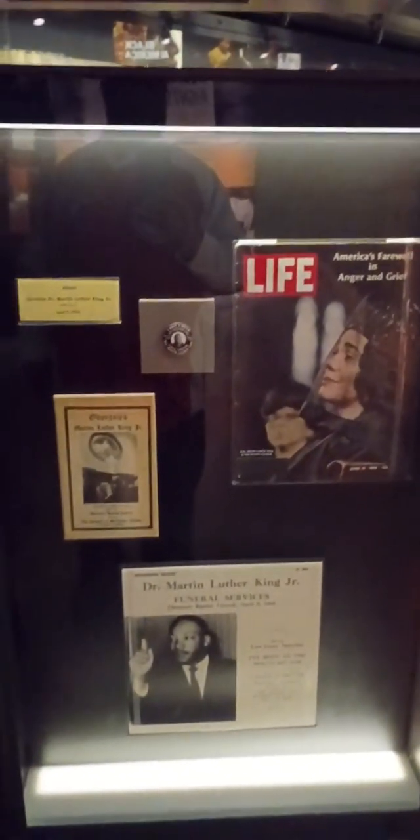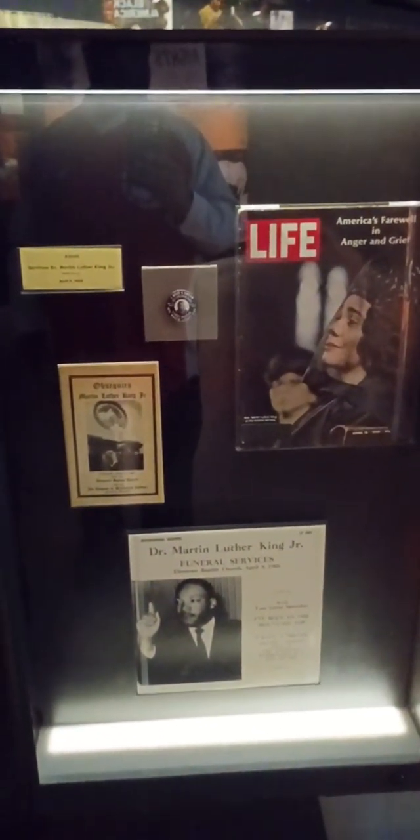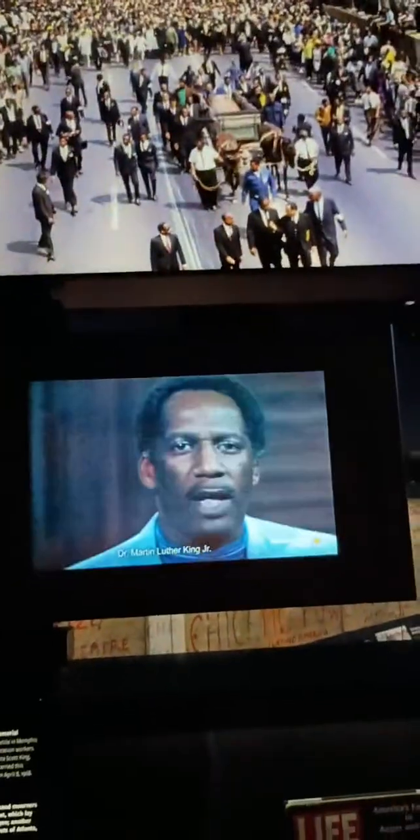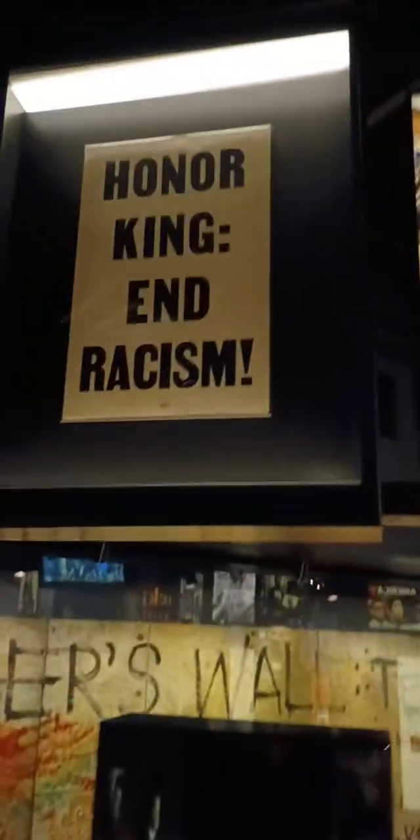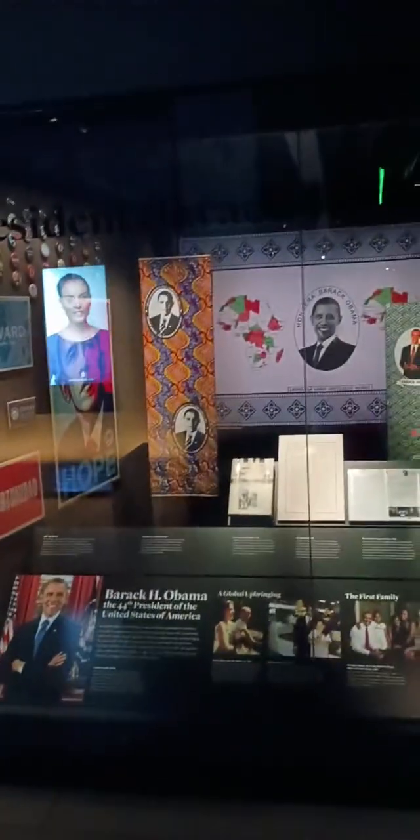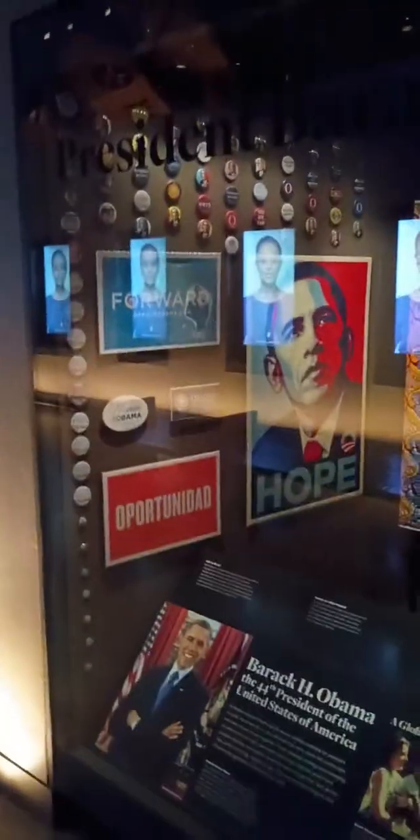Okay. Coretta Scott King right there at the funeral, unfortunately. Go this way. They got a whole Obama section. They gave Obama a whole section to himself. First black president, African American Museum. So, what do you expect?